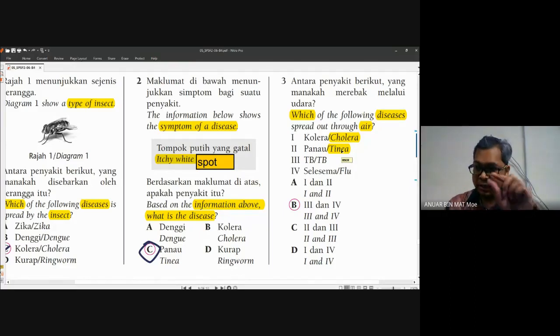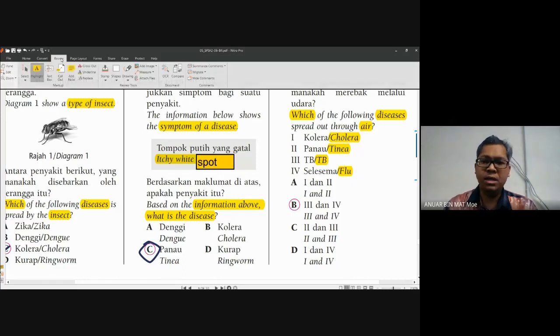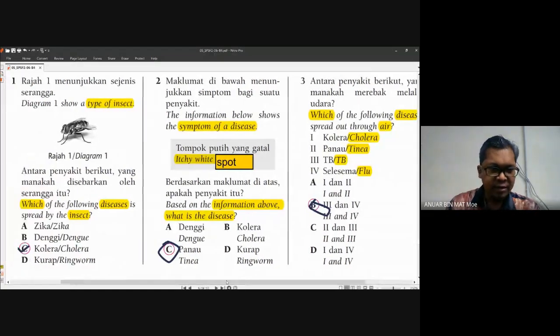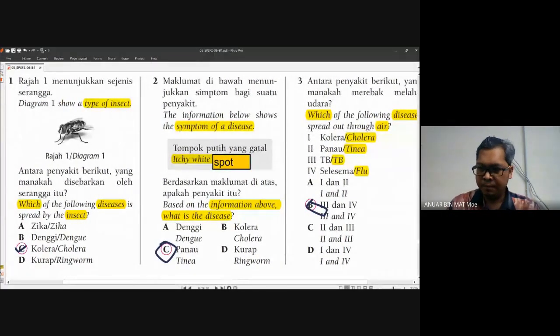Tinea through touch, because involving the fungus or the fungi. TB is tuberculosis through the air, and then flu also through the air. So the answer is B, 3 and 4. Okay, 3 and 4. Right, class? You understand this? Okay, very easy question about it, right?